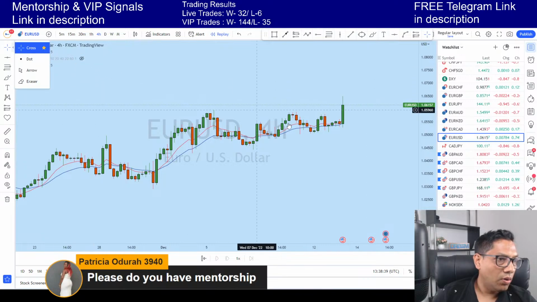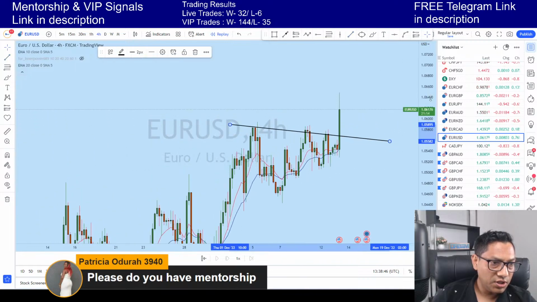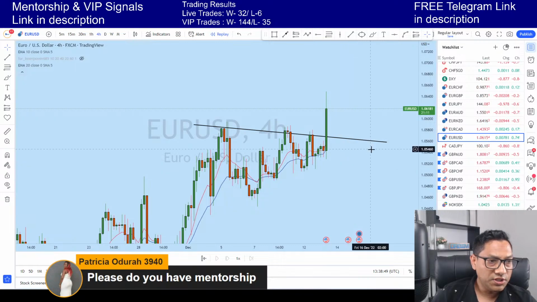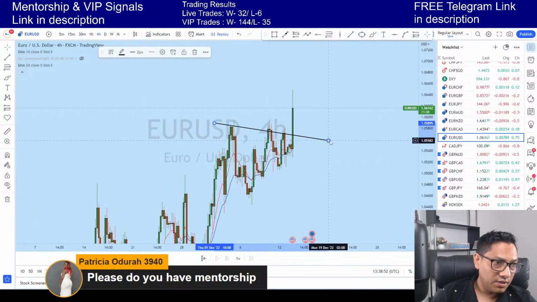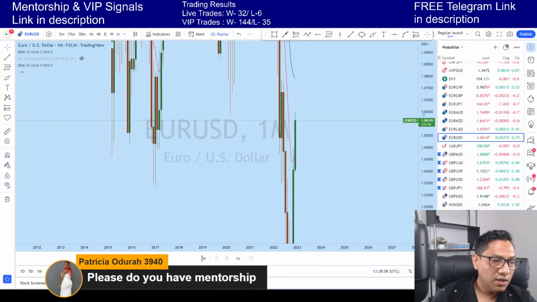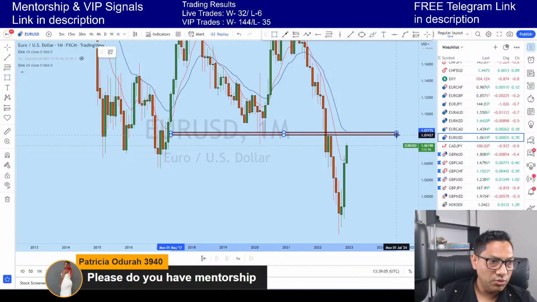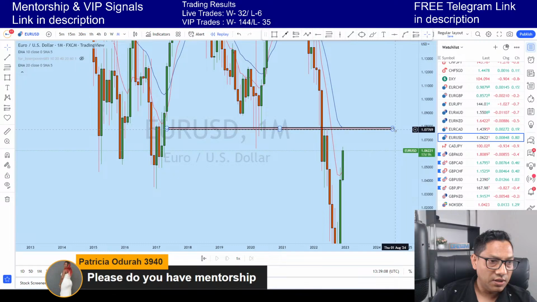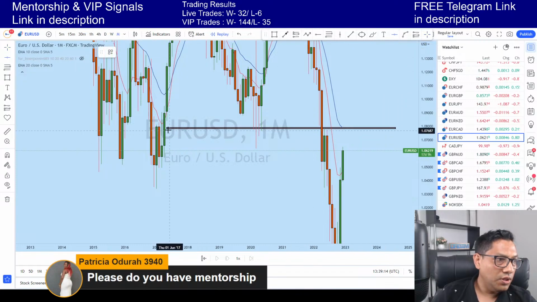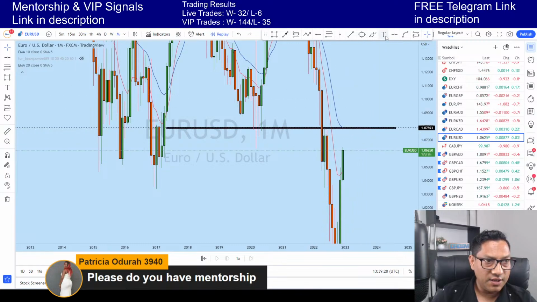If I look at the 4 hour, we see that the price has broken out of this resistance with this bullish engulfer, which is basically the start of another impulsive move to the upside on Euro Dollar. Looking at the monthly, as I mentioned in all my analysis, Euro Dollar is likely to be bullish. The price is now reaching this resistance level, and it is highly likely that the price will hit this resistance level.